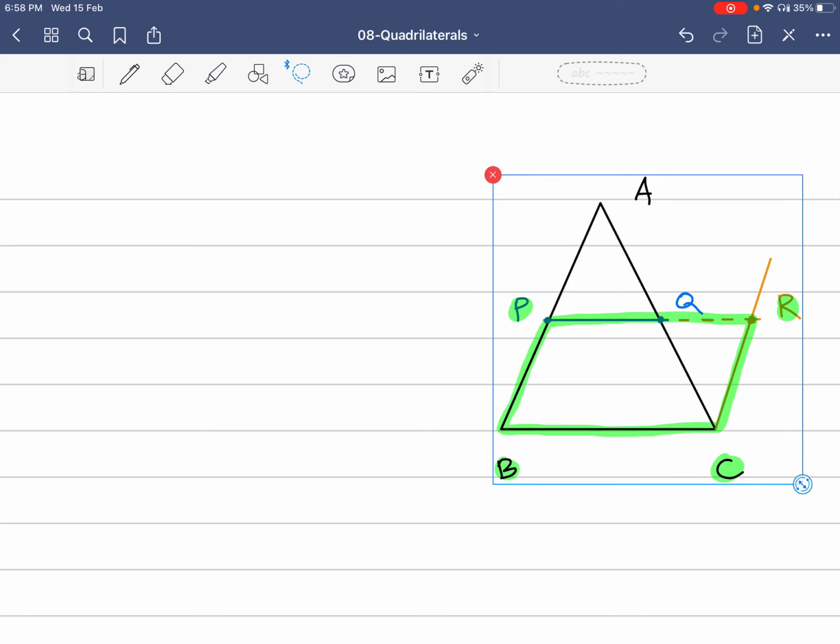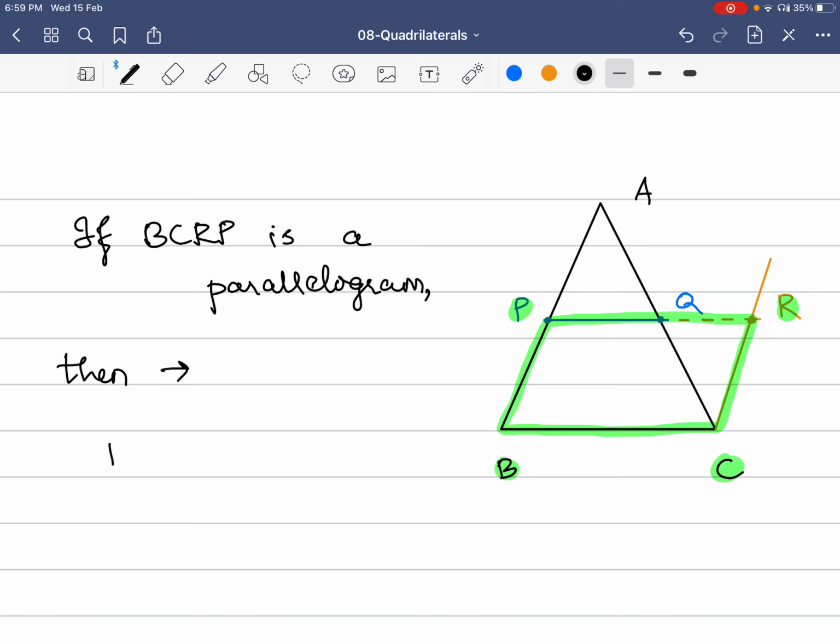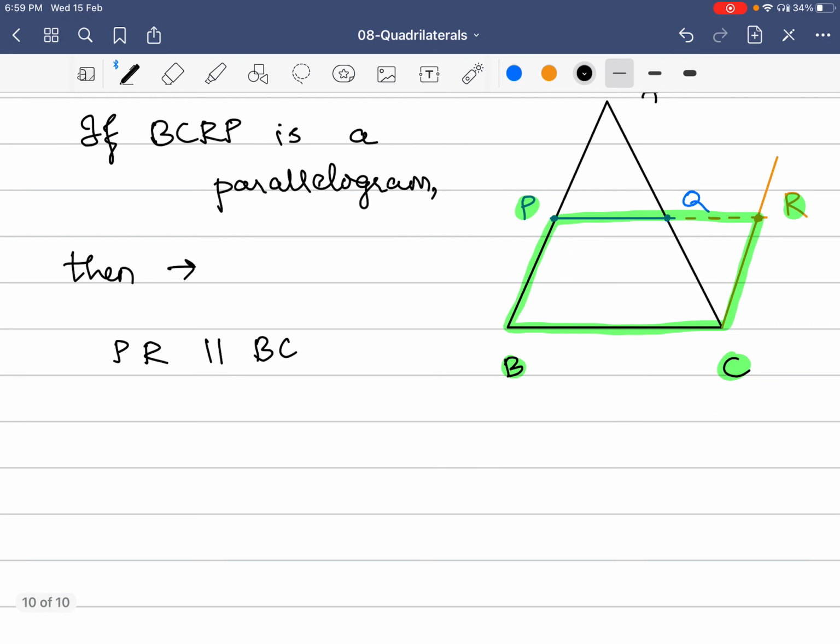Okay. So we have concluded that BCRP is a parallelogram. So now again, if BCRP is a parallelogram, then first thing, PR is parallel to BC. Okay, why? Because opposite sides of a parallelogram are parallel to each other. So very clearly, this PR will be parallel to BC, which means PQ is also parallel to BC. Okay, because PQ is part of PR.